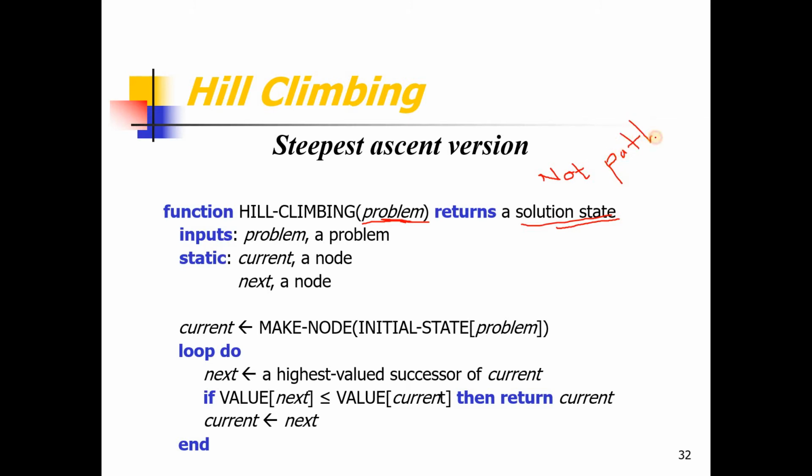It is not like Google Maps, where you are interested in the whole path. So you have the input, a problem, and you have two variables. You define a current variable and a next variable that represent a state or a node. What you do is start by making the current variable a random initial state. So that's what you did in the last slide.